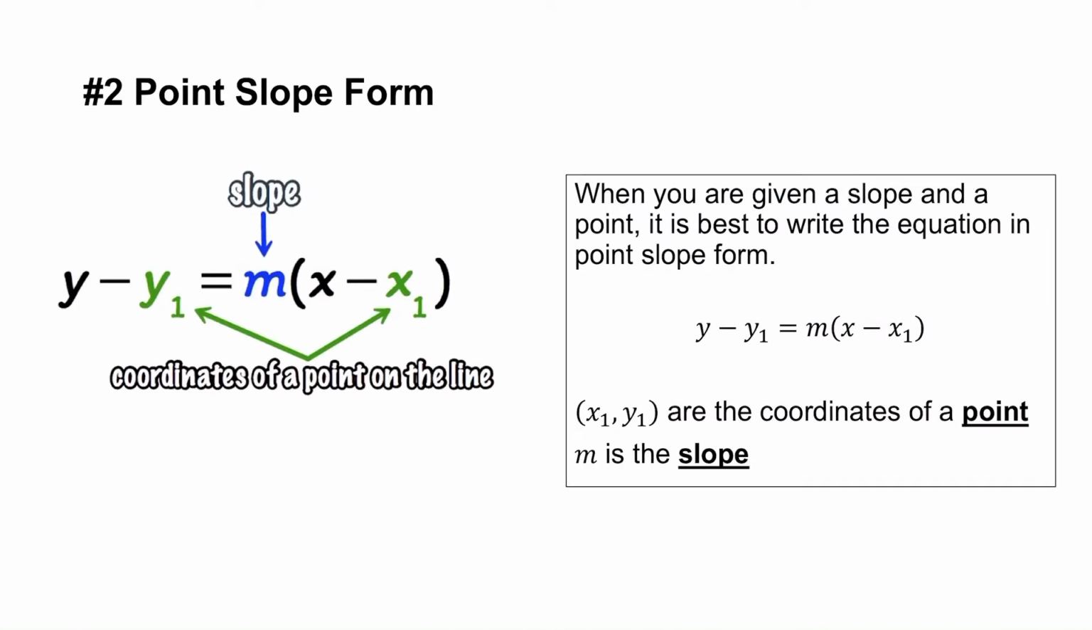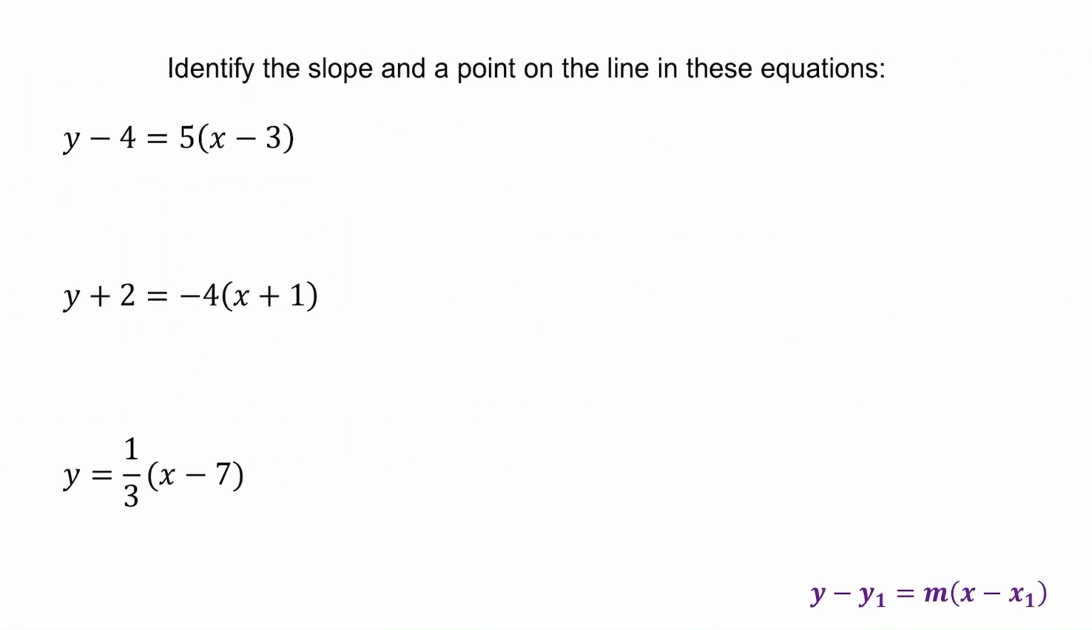So today we're talking about point-slope form. So this is point-slope form. It's y minus y1 equals m times x minus x1. The value of m tells you the value of the slope, and x1, y1 are the coordinates of a point that's on the line. So when you're given a slope and given a point, it's best to write the equation in point-slope form. So let's look at these three equations, and let's identify the slope and a point on the line based on the equation that's given.